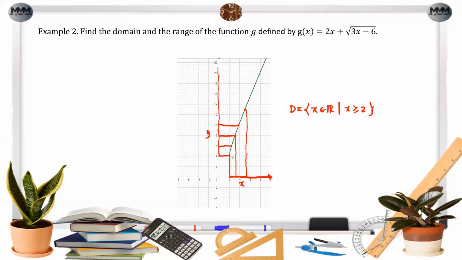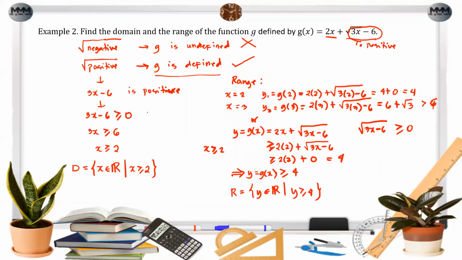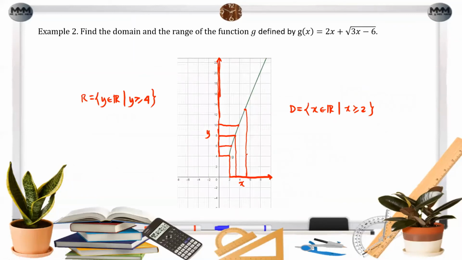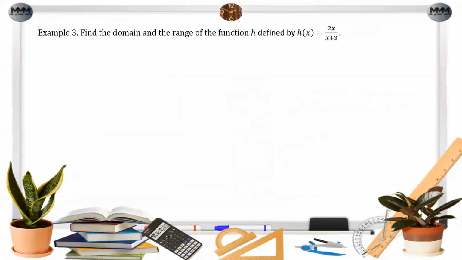Hence, the range of the function is equal to the set of values of y, real number y, such that y is, as you can see in our graph, greater than or equal to 4. So that's it. As you have noticed, we have the same result in this method. Now, let's proceed to example number 3.